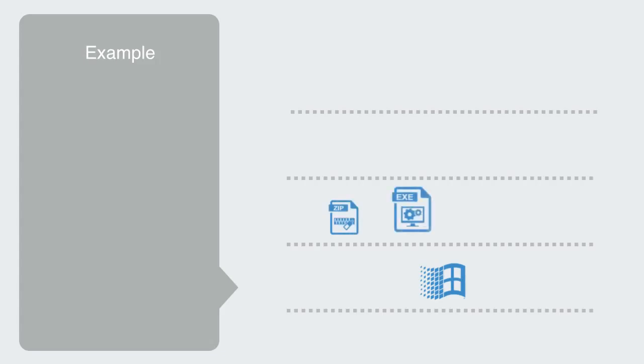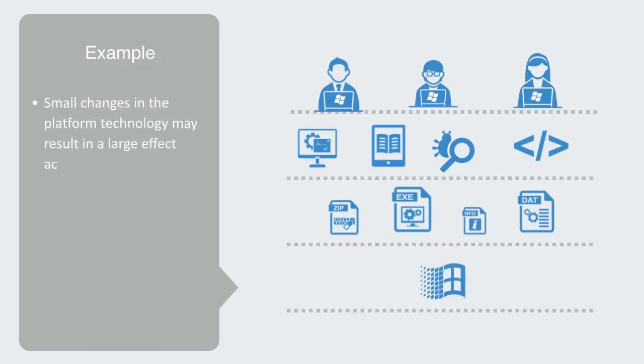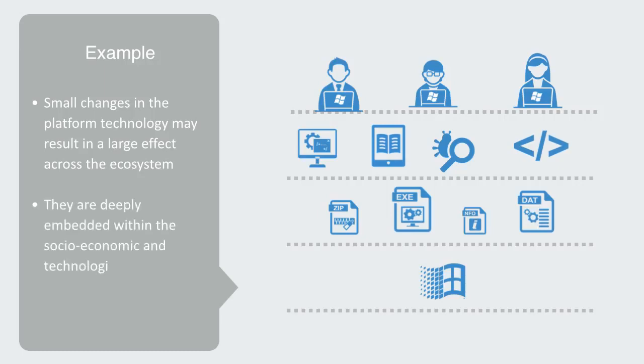When a new technology platform is adopted, like Microsoft's Windows operating system in the 90s, over time many new technologies are built on top of it and become dependent upon it. A whole ecosystem of new applications, new programming languages, new firmware, hardware, vendors, instructors, technicians, and so on, meaning that small changes in the platform technology may result in a large effect across the ecosystem that has been specifically designed for it. And this is often the case for infrastructure systems, like transportation networks and electrical power grids. They are deeply embedded within the socio-economic and technological fabric of a society with many deep interdependencies.